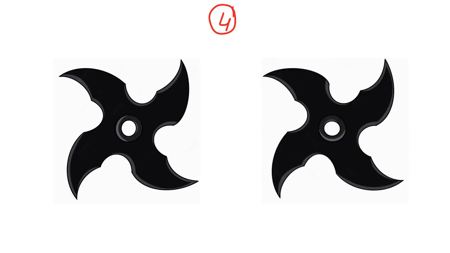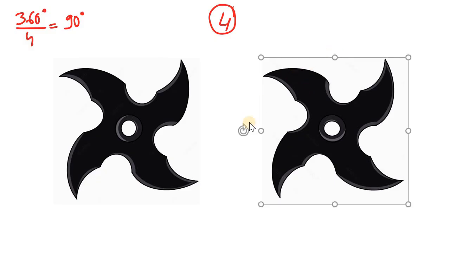Why? How do you see 90 degree? Remember what I told you, 360 degree. This has got 4 identical sides. So divide by 4 arms, you get 90 degree. So after each rotation of 90 degree, you will get to an identical position.